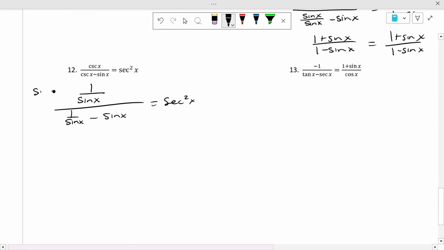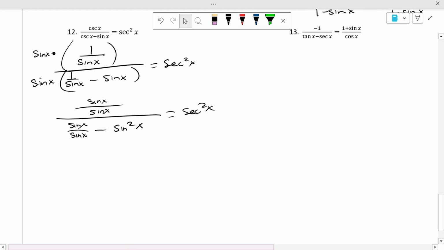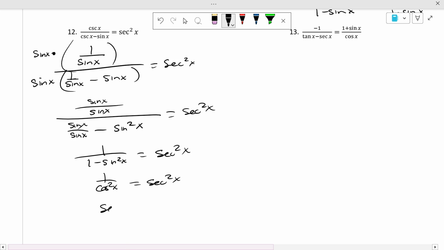So take this times sine of x, this times sine of x. Distribute. So you get sine of x over sine of x over sine of x over sine of x minus sine squared of x. Make sure you distribute, because some people yesterday weren't distributing. They were just taking this times this and calling it good. So you got to distribute. So 1 over 1 minus sine squared of x equals secant squared of x. 1 over cosine squared of x, because 1 minus sine squared is cosine squared. And 1 over cosine squared is secant squared.